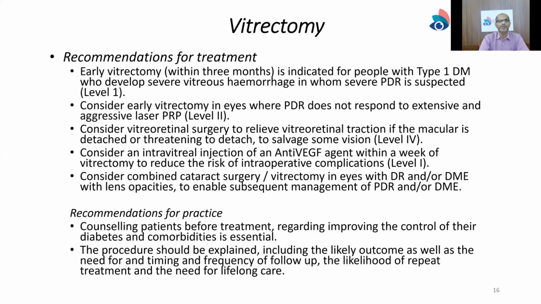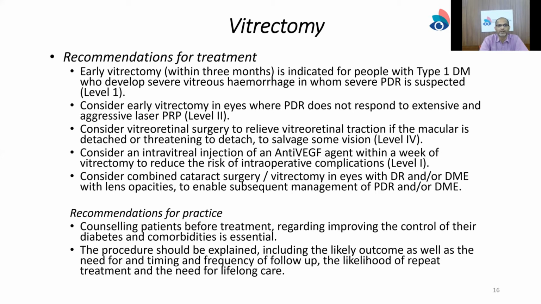Now, if there is a vitreous hemorrhage and it is not clearing up, then we have to recommend vitrectomy. What are the recommendations for when we should recommend vitrectomy? Early vitrectomy is indicated for people with type 1 diabetes mellitus who develop severe vitreous hemorrhage, in whom severe PDR is suspected. We can also consider early vitrectomy where PDR does not respond to extensive and aggressive laser PRP.